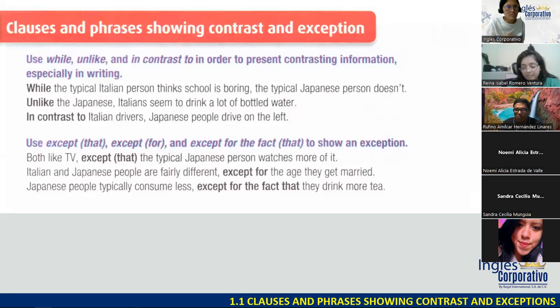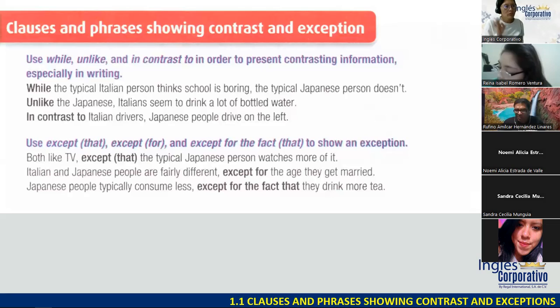Entonces, let's begin with the information here. We have clauses and phrases showing contrasts and exceptions, right? Now, we know the meaning of clauses and phrases, right? And it says use while, unlike, and in contrast to, in order to present contrasted information, especially in writing, right?